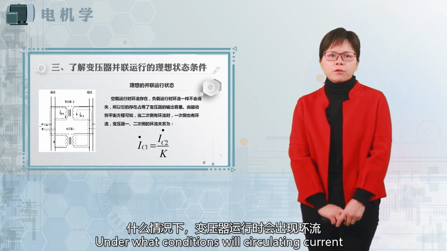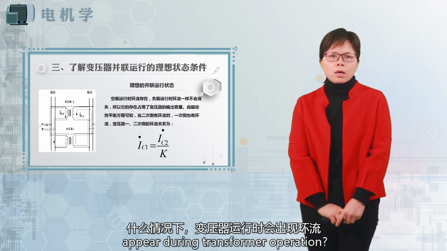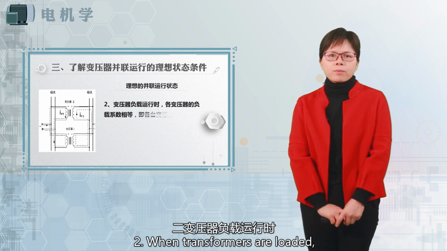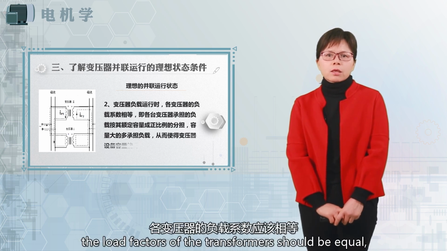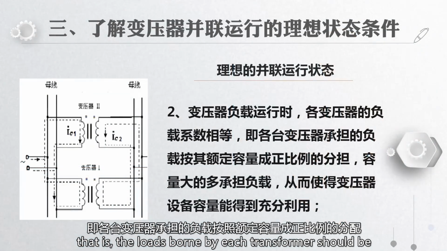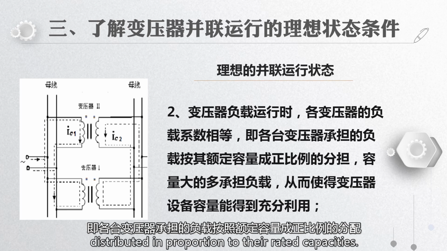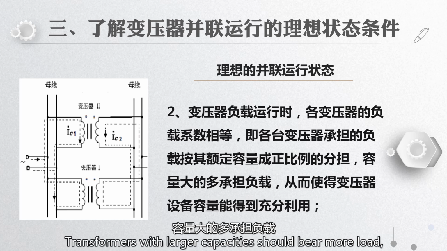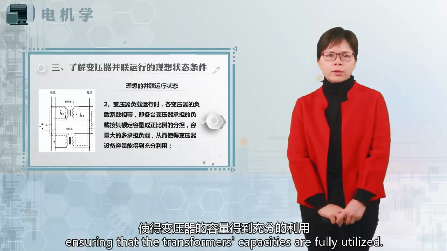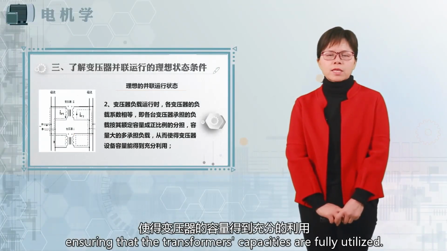Under what conditions will circulating current appear during transformer operation? 2. When transformers are loaded, the load factors of the transformers should be equal. That is, the loads borne by each transformer should be distributed in proportion to their rated capacities. Transformers with larger capacities should bear more load, thereby ensuring that the transformer capacities are fully utilized.